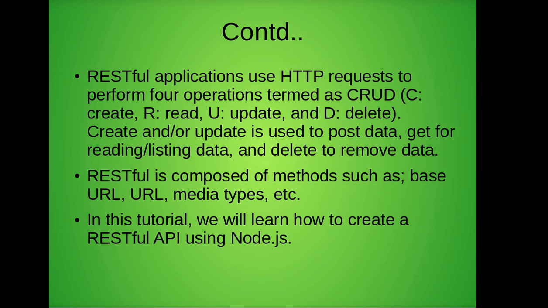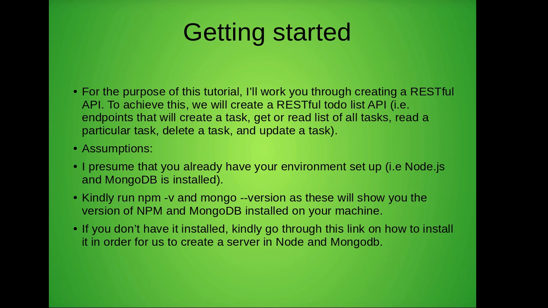In this tutorial, we will learn how to create a RESTful API using Node.js. Now we'll start one by one. For the purpose of this tutorial, we'll work through creating a RESTful API. To achieve this, we'll create a RESTful to-do list API. For example, endpoints that will create a task, get or read tasks, read a particular task, delete a task, or update a task in Postman.